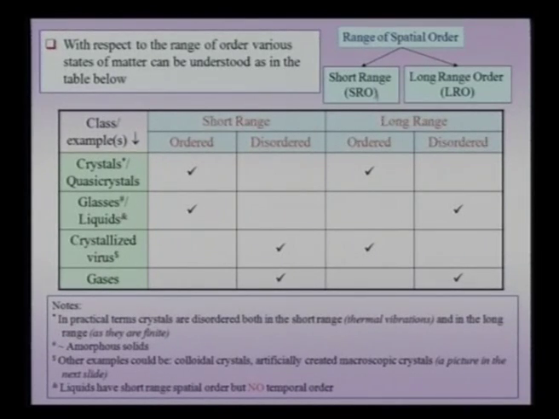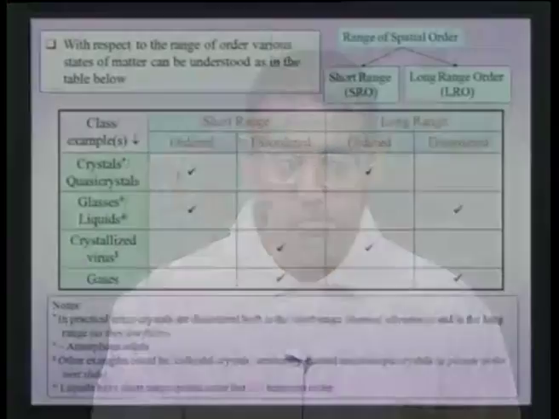So in this table, for instance, I have crystals, quasicrystals, glasses, liquids, and even a biological entity like a crystallized virus, and gases. We want to compare their short range order with their long range order. Some of the easiest ones to do are the crystals. When I am talking about order, we are still in the perfect order of our mathematical sense. We have not yet relaxed our order into the descriptions we have seen just now.